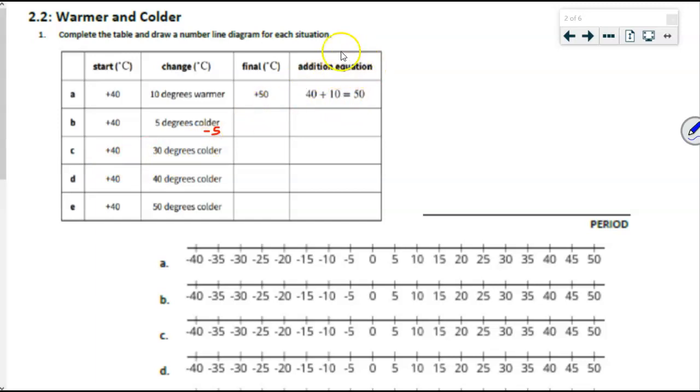What is the addition equation? Do you see how it says what is the addition equation? Can I write 40 minus 5 and keep that an addition equation? We really can't because of the subtraction, right? So that's why I want us to be thinking this as a negative 5. So what am I going to write?